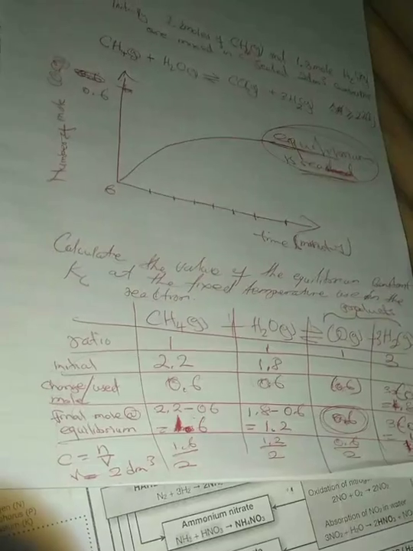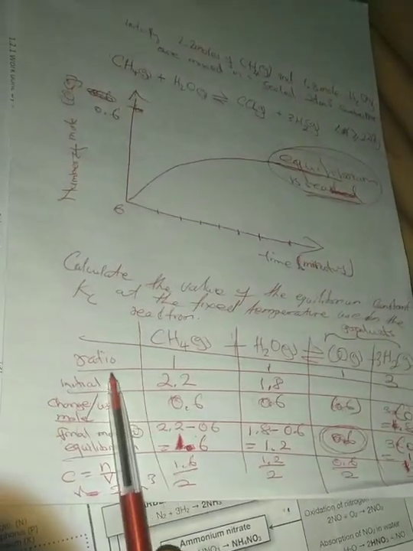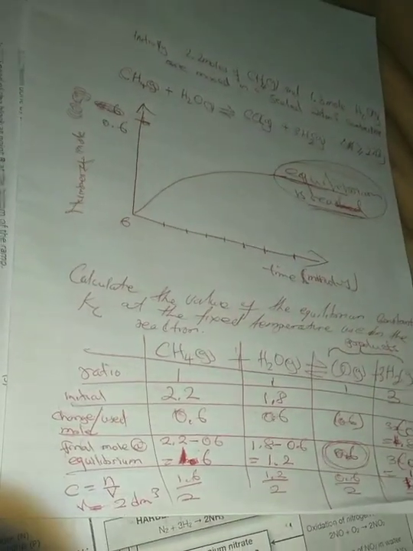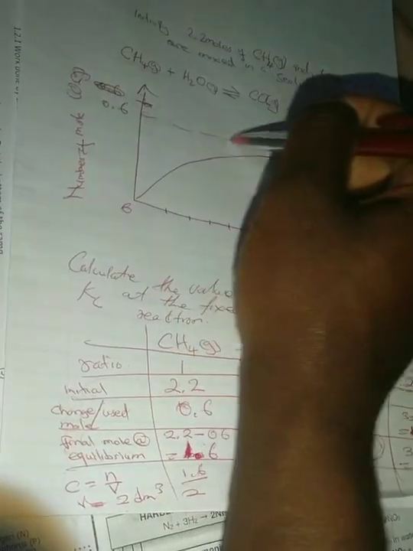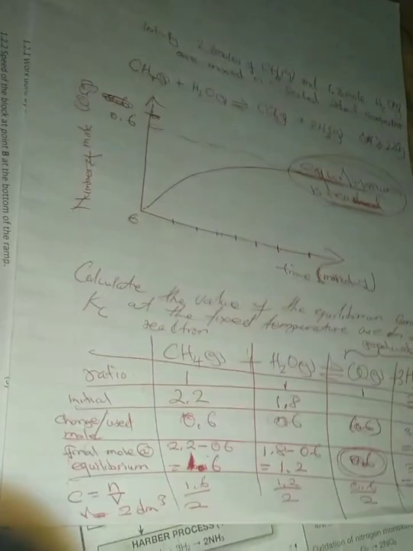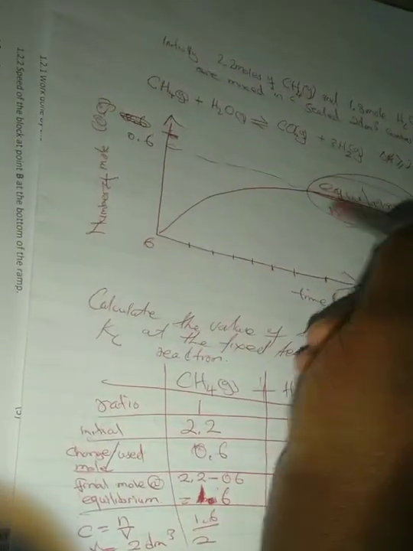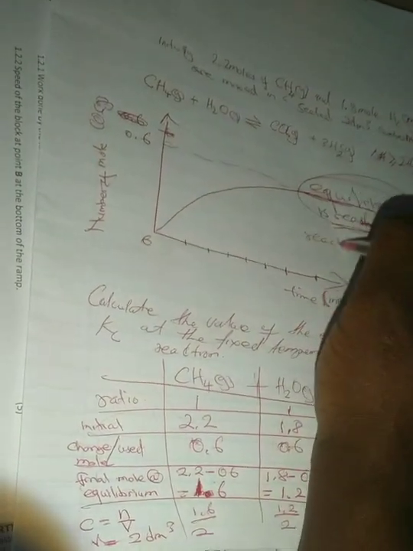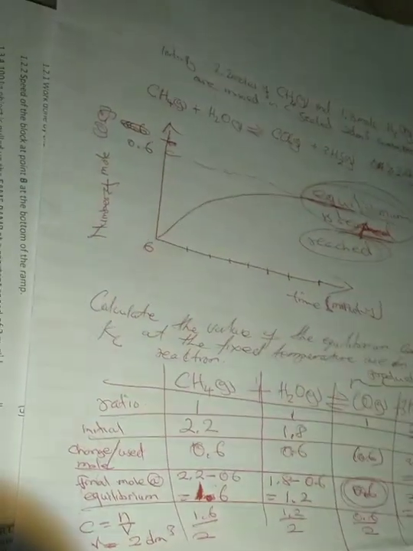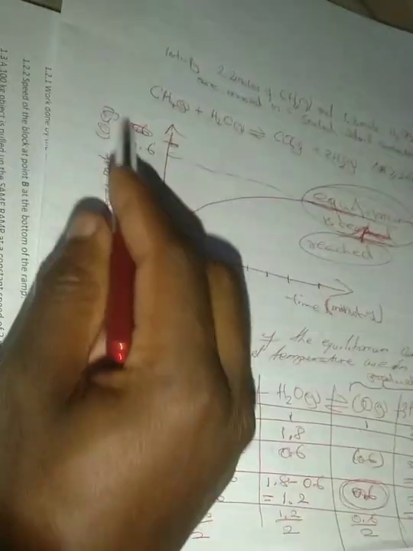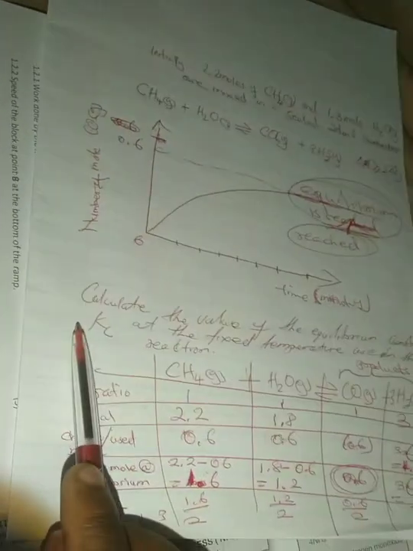Then from here, I have to find my value of Kc. This is how you mostly make use of the graph. The graph is very important. On this line, we say equilibrium is established. Since equilibrium is reached at this point, that is why we took the value of carbon monoxide at that point.